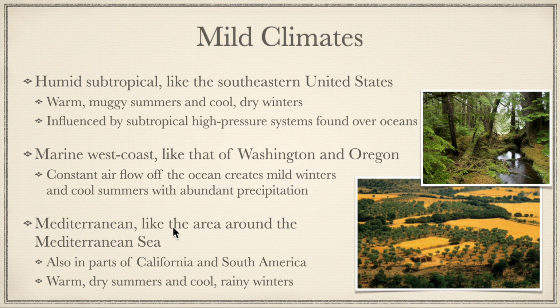Then we have Mediterranean, like the area around the Mediterranean Sea. This is also in parts of California and South America, where we have these warm, dry summers and cool, rainy winters.